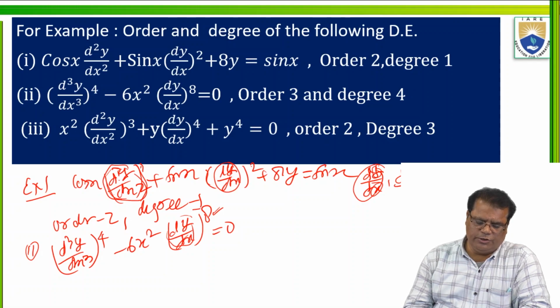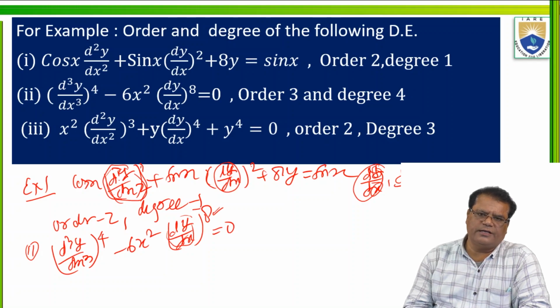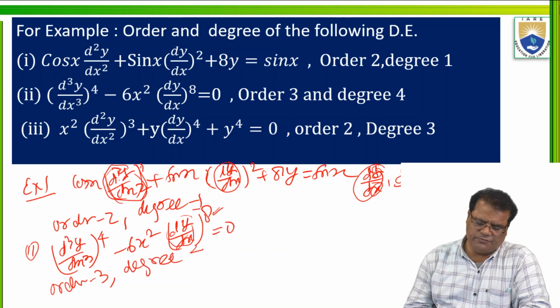But here is d cube y over dx cube, meaning the third differential coefficient, where we differentiate y with respect to x 3 times, but the power of this is 4. The order is greater here, but the power is less. But we check the highest order derivative in a differential equation. The highest order derivative in the first term is 3, so the order is 3, and the power of this highest order derivative is 4. So the degree is 4.